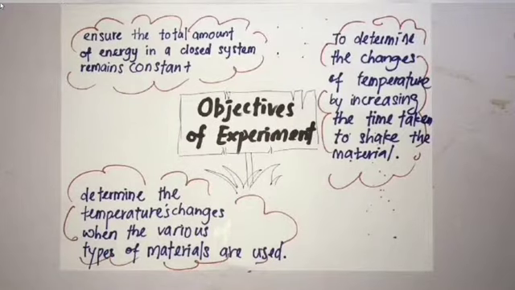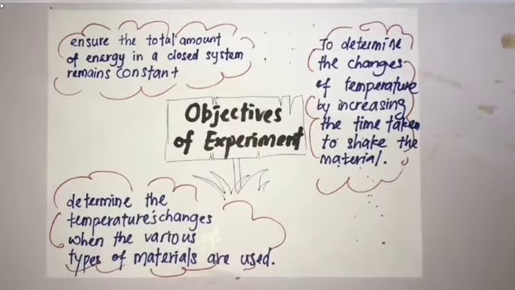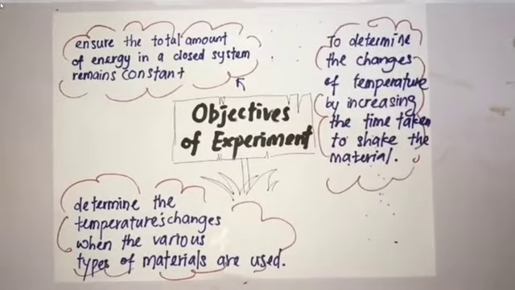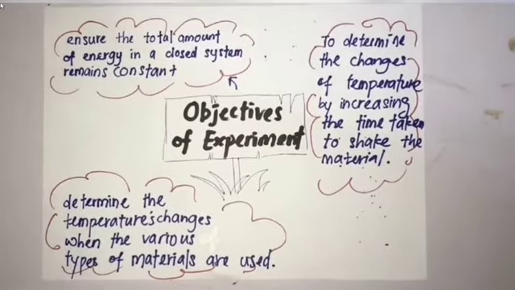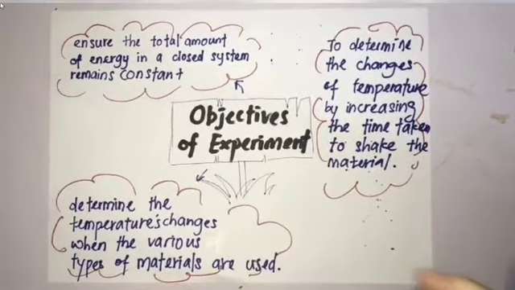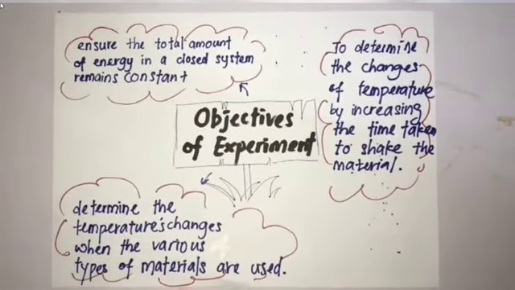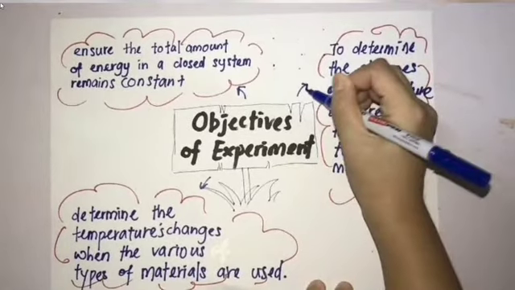The objective of this experiment is, first, to ensure that the total amount of energy in a closed system remains constant. Second, to determine the temperature changes when various types of material are used. And the last objective is to determine the changes of temperature by increasing the time taken to shake the material.